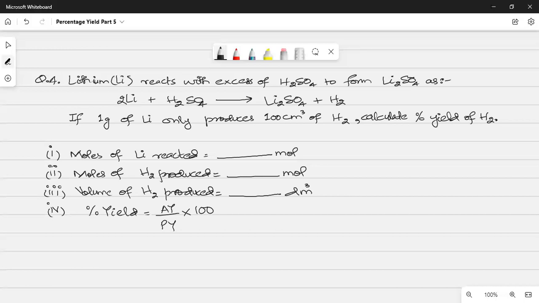Sir, it's step 3, so we just have to find the answer in decimeter cube, not in the predicted yield formula? This is the type of predicted yield formula. Okay.